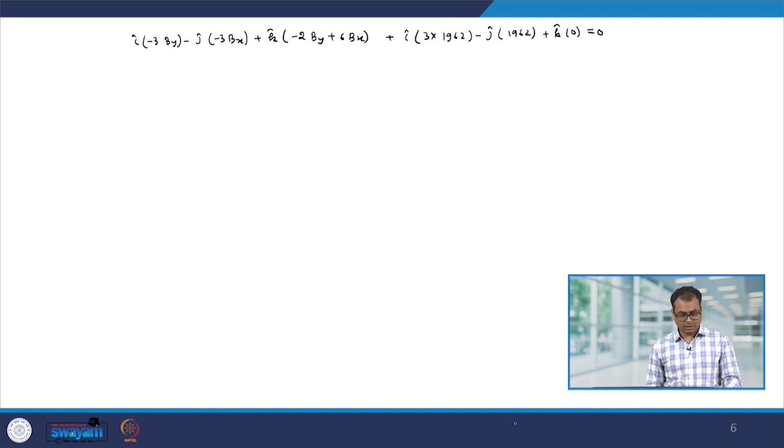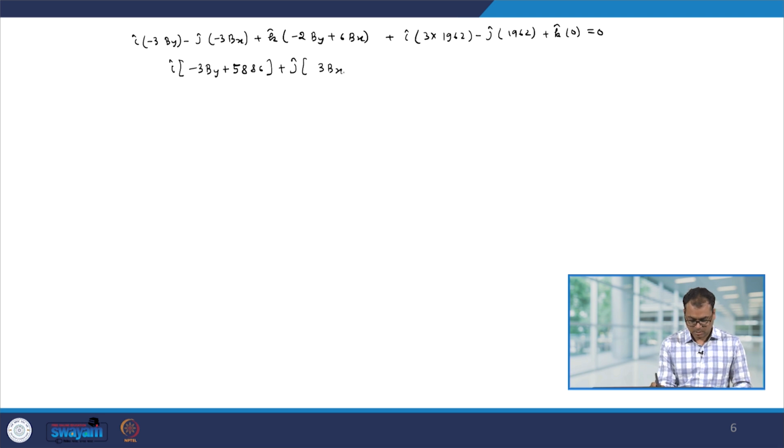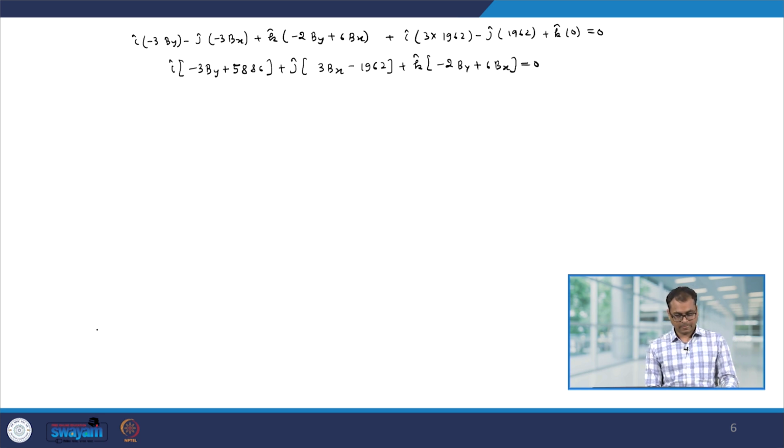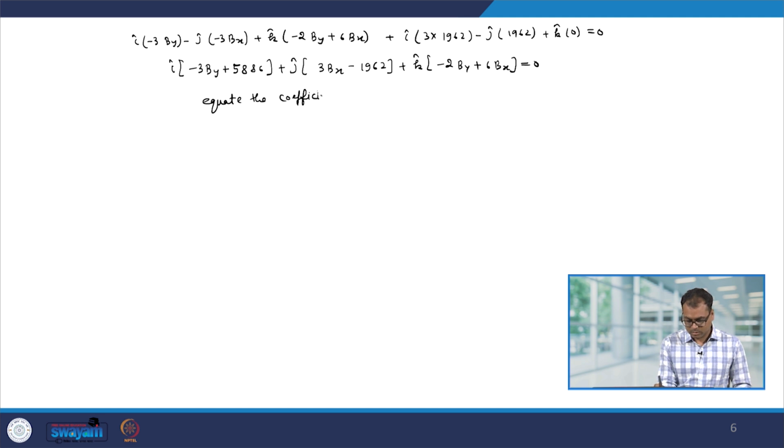Let us collect the coefficient of I, J and K. So, we have I 3 BY plus 5886 plus J 3 BX minus 1962 plus K cap minus 2 BY plus 6 BX equal to 0. Now, because this equation is true, the coefficient of I, J and K must be 0. So, let us equate the coefficient of I, J and K cap to 0.